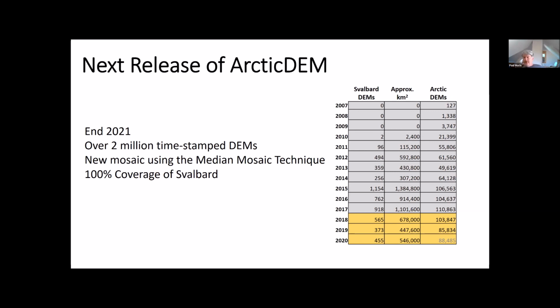And on the right there, you see a table of how many DEMs per year we have for Svalbard, and then also how many just in the Arctic together. You see we have near full coverage of Svalbard every year. And in fact, in some years like 2015, 16, and 17, we've got Svalbard multiple times per year.